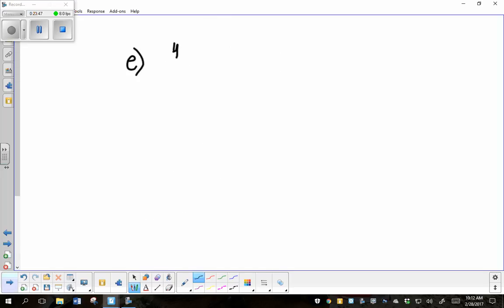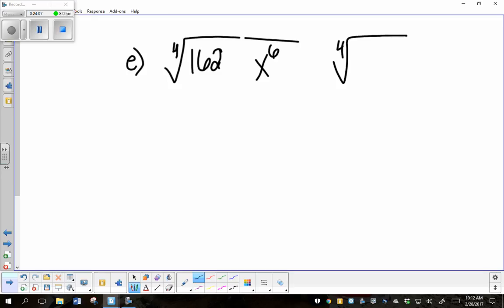We're going to do the 4th root of 162x to the 6th. And you know what? If you ever have variables in it, I recommend when you write down the problem, if you're going to do tree way, which I recommend, just leave a bunch of space in here. Now, when you get it in your book, it's going to look like this. But I like to write it this way, so I've got lots of room for my trees.